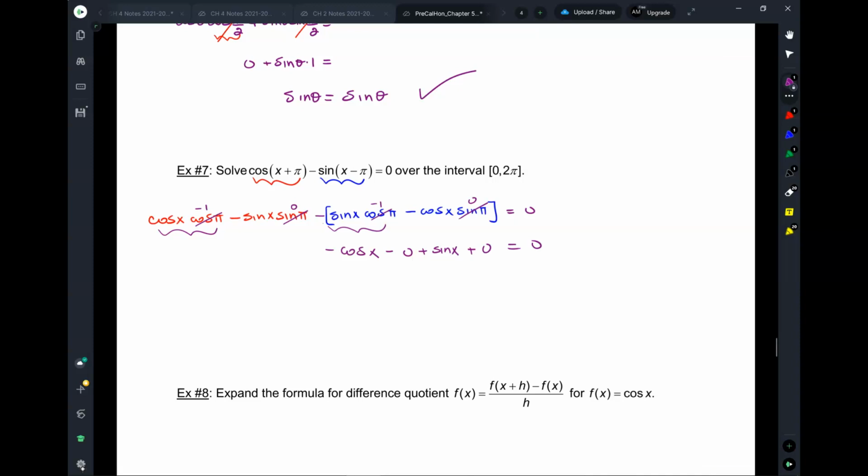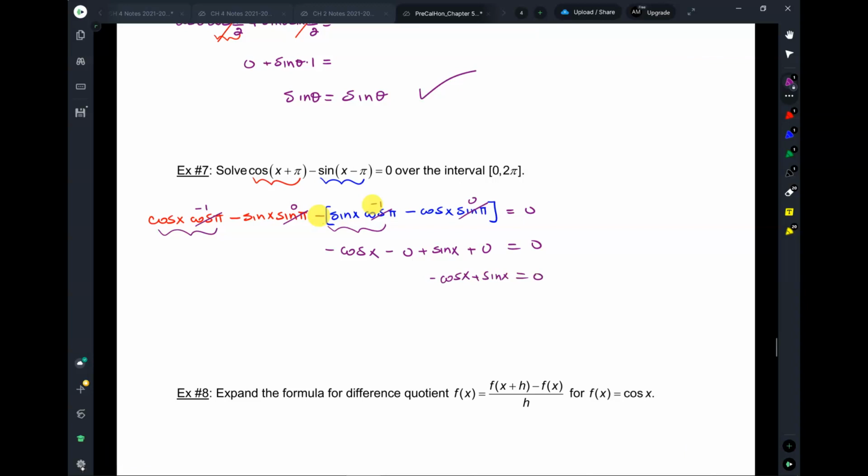Cool? You're sure? Okay. Why is the sign plus? Why is it plus sine x? Because there is a minus here and a minus there. Oh, yeah. So now what I have is negative cosine x plus sine x is equal to 0.